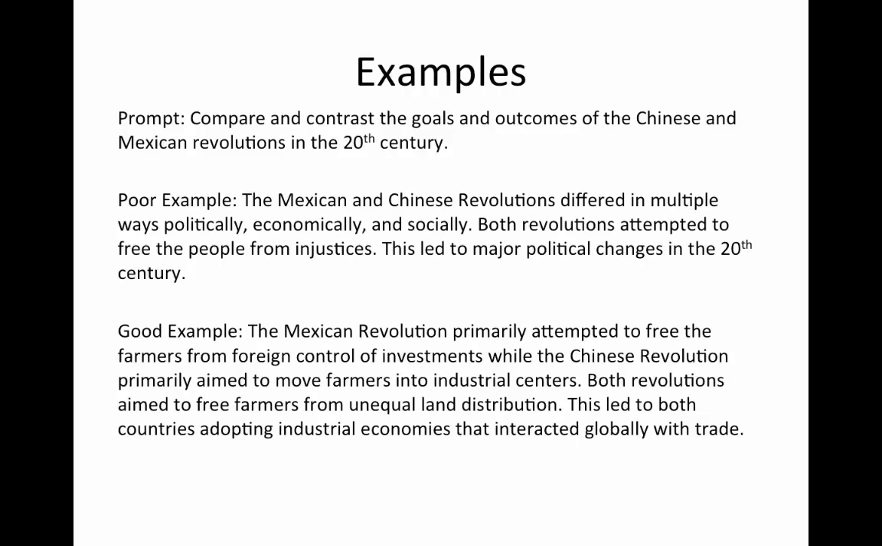Then we end up with this last major statement. This led to major political changes in the 20th century. Okay, this is going to be something I'm going to make a big deal out of in this tutorial.